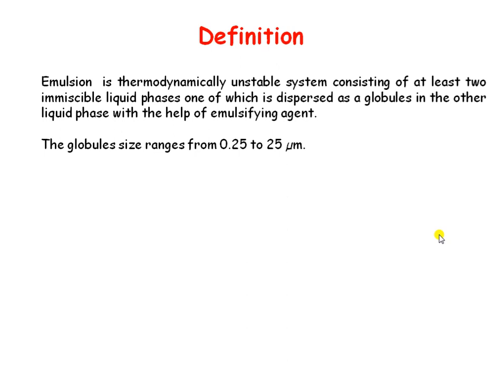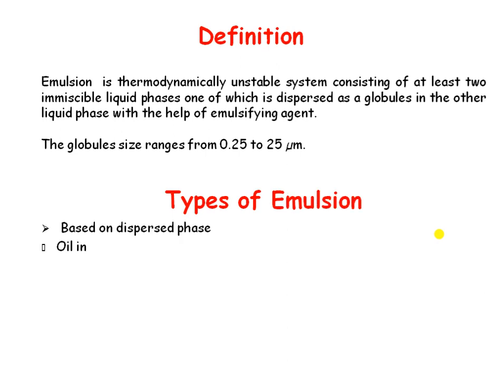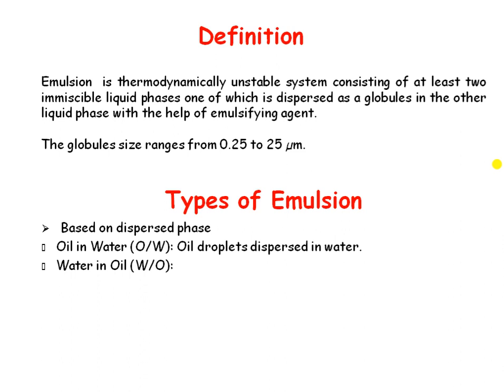Then it consists of two immiscible liquids, oil and water phase is generally used. These two phases are immiscible with each other, and one phase forms globules and the second phase forms a continuous phase. Then types of emulsion based on dispersed phase: oil in water type of emulsion is there. In this type, oil droplets are dispersed into the water. Then the second type, water in oil type of emulsion. In this type, water droplets are dispersed into the oil medium.